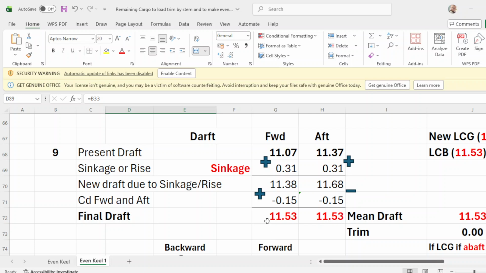That is the reason why forward only goes up. Since it will go up, we will subtract. So 11.68 minus 0.15 is 11.53. Now forward, it will go down, because this will go up and this will go down to have an even keel. So 11.38 minus plus, because this will go up, this will go up, this will go down. Okay, that's why 11.53.